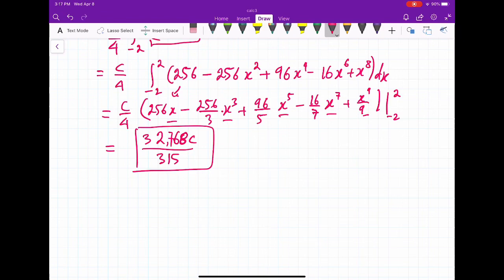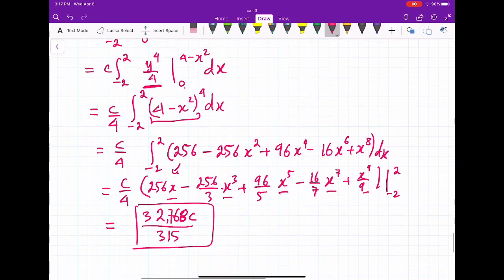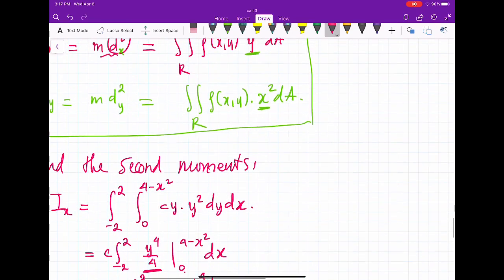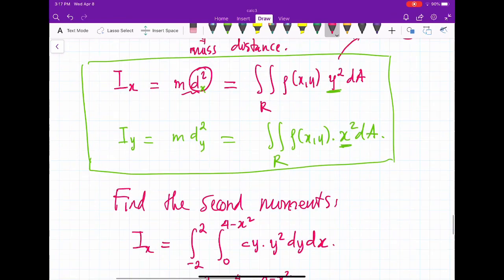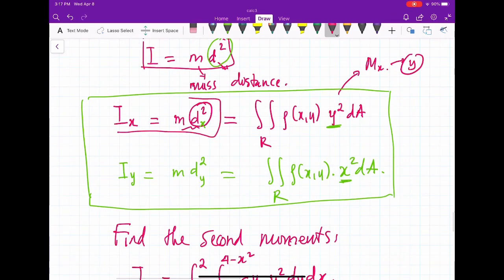Okay, so this is nothing but just multiplying the first moment with the distance. Make sense? That is just the first moment with the distance. So you get the second moment, which is the measure of the resistance.